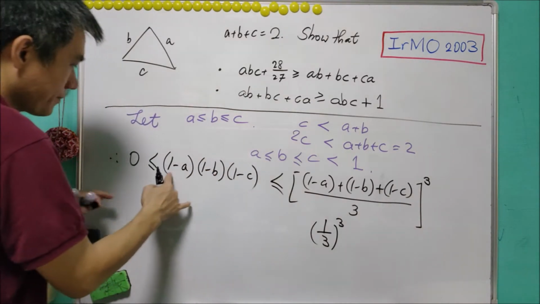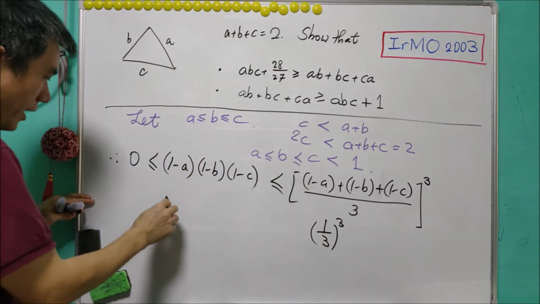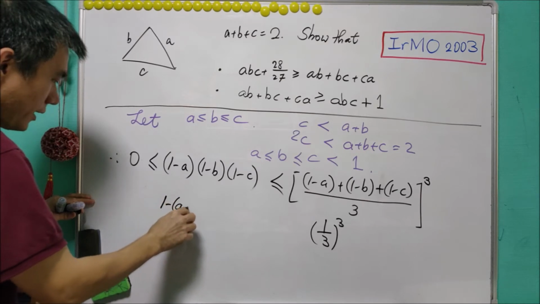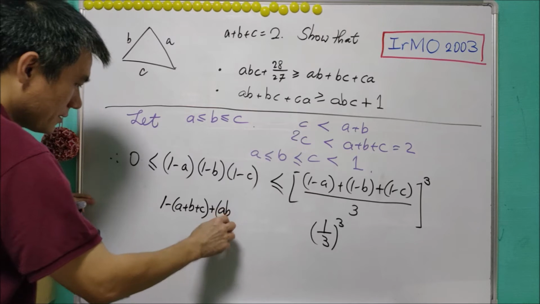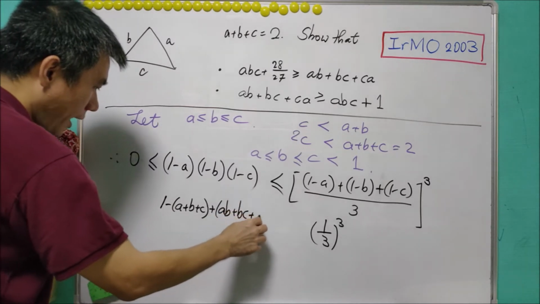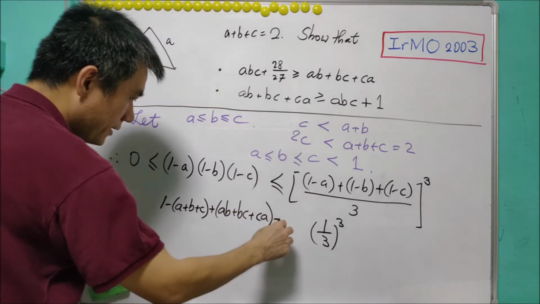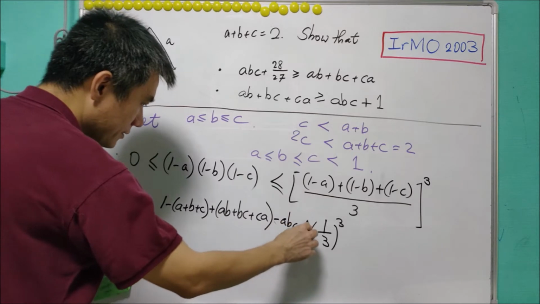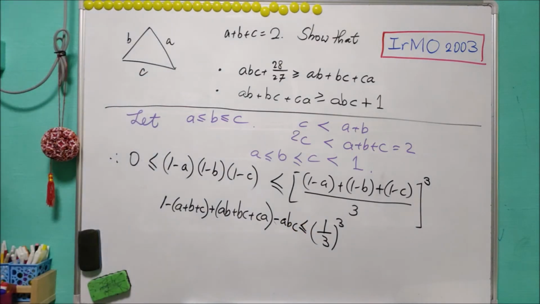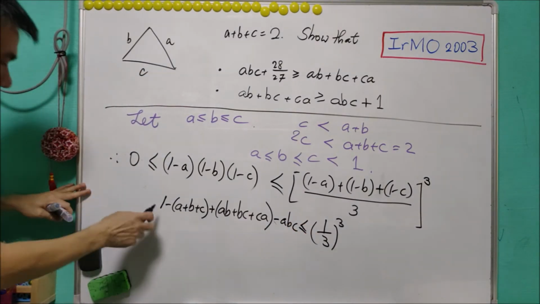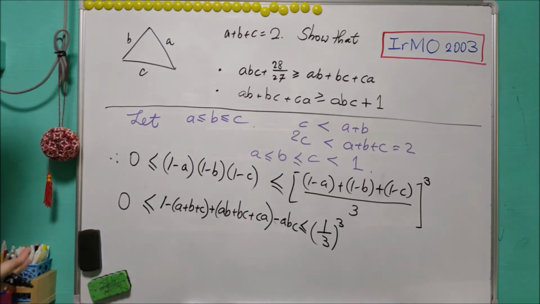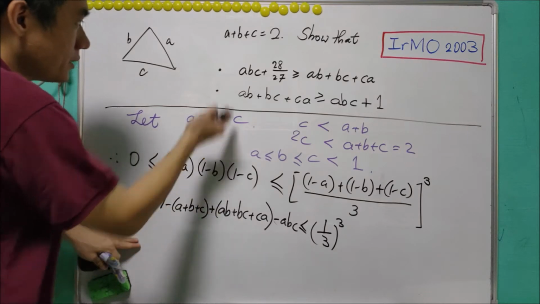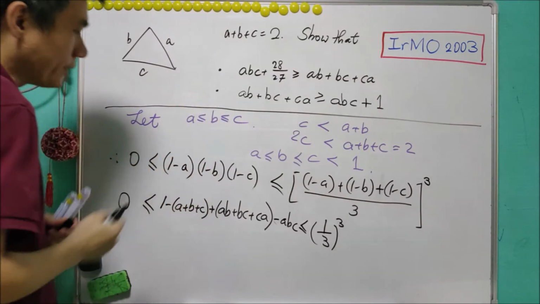For this side, when we expand it, we will have 1 minus A plus B plus C, plus AB, BC, and CA, minus ABC. And don't forget that this is greater than or equal to 0. Now with this, we actually prove these two inequalities at once.